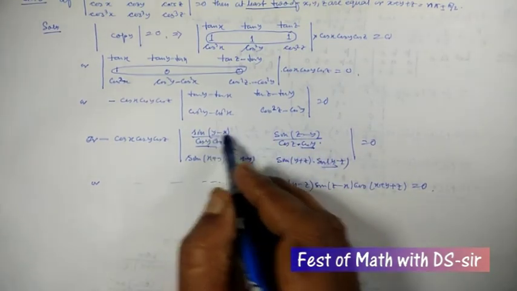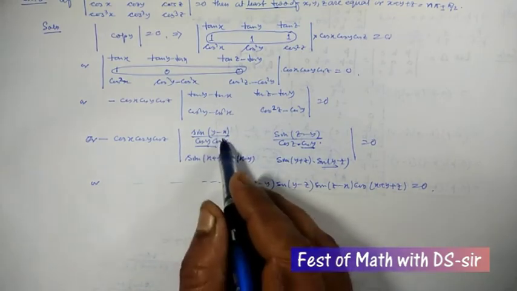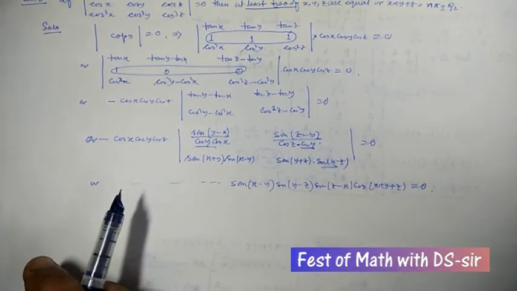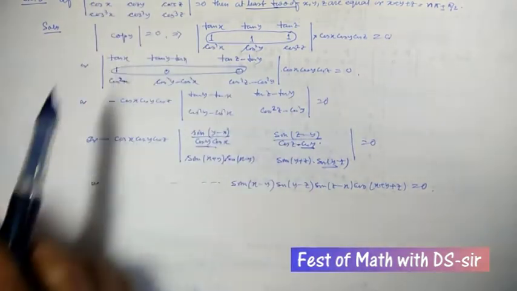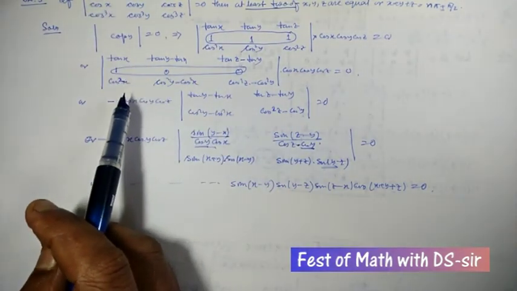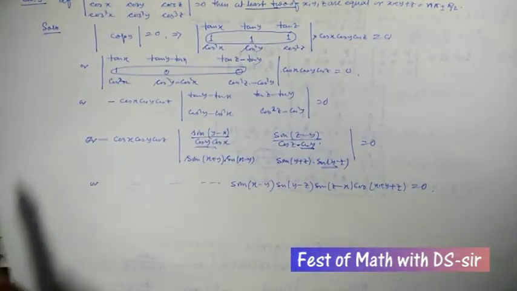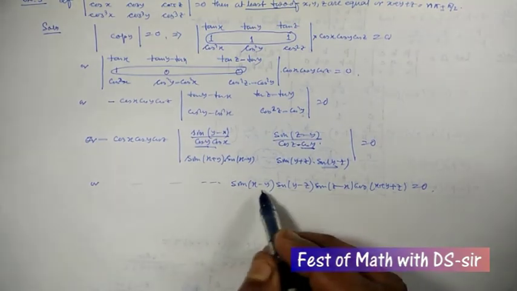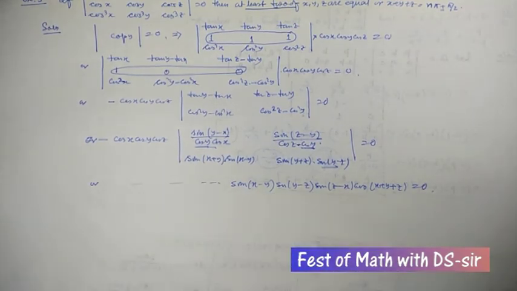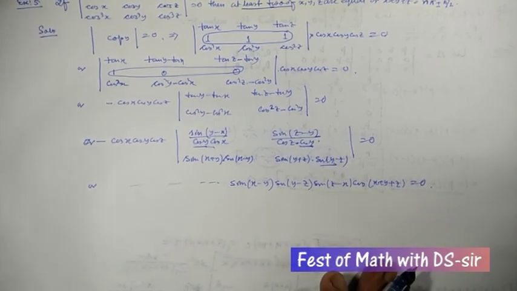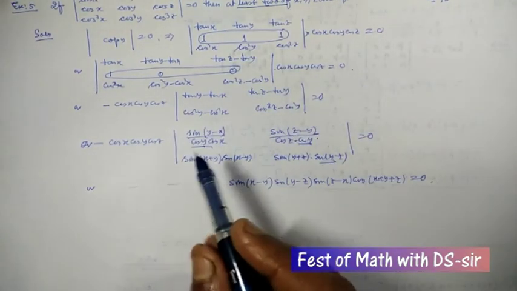I have already said sine of (x minus y) is coming common. You can take sine of (y minus z) common from these two. And this is symmetric about x, y, z. If you replace x by y and y by x, the determinant equation remains unaltered. So from the symmetry, if sine (x minus y) is a factor, then sine (y minus z), sine (z minus x) are also factors. And after multiplication, you will have cos of this. And from this, the result follows.